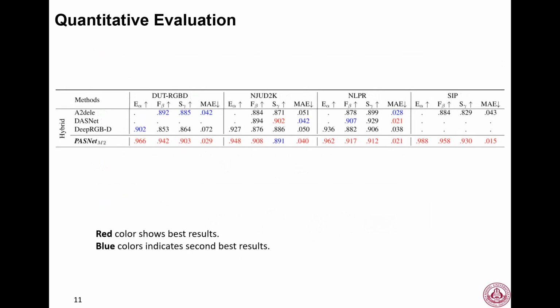Quantitatively, the proposed method produced the best results on challenging SOD datasets such as DUT RGBD, NJUD, etc. Herein the red color shows best results and blue color indicates second best results. So for most of the methods we achieved the best results when compared to the hybrid deep learning models.